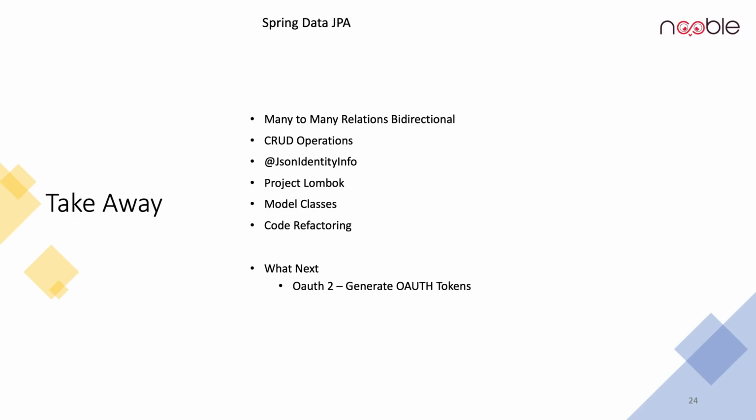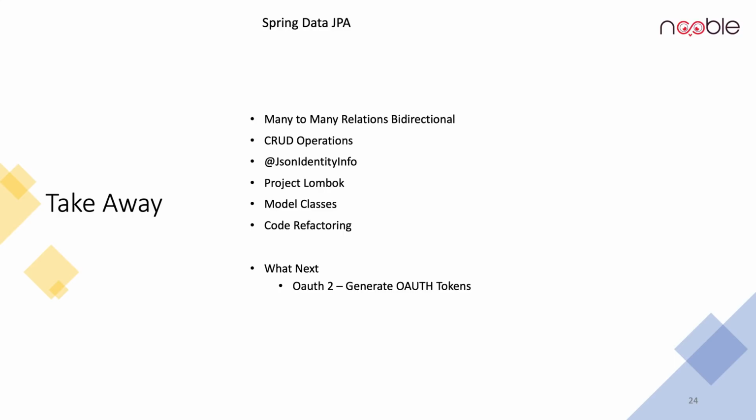Now let us see what we have discussed in this demonstration. We have been discussing the many-to-many relations, bidirectional, where we define both entities. In the user entity we define the role entity, and in the role entity we define the user entity. We have done all the CRUD operations, but I have not done much coding in this because I have been doing all this in the previous 7 demonstrations. So not much coding in this.